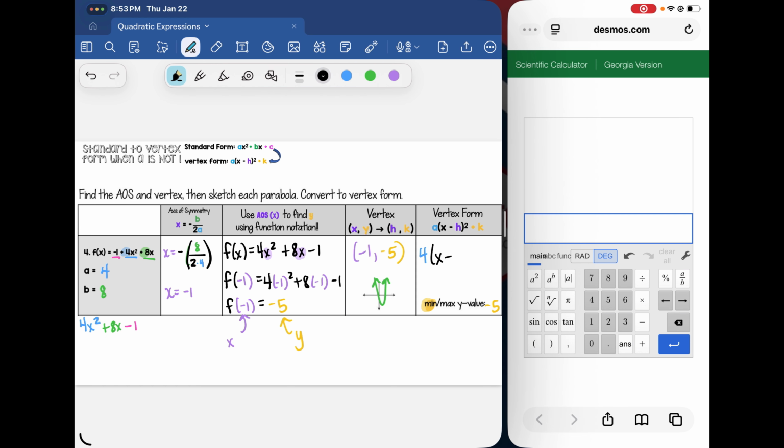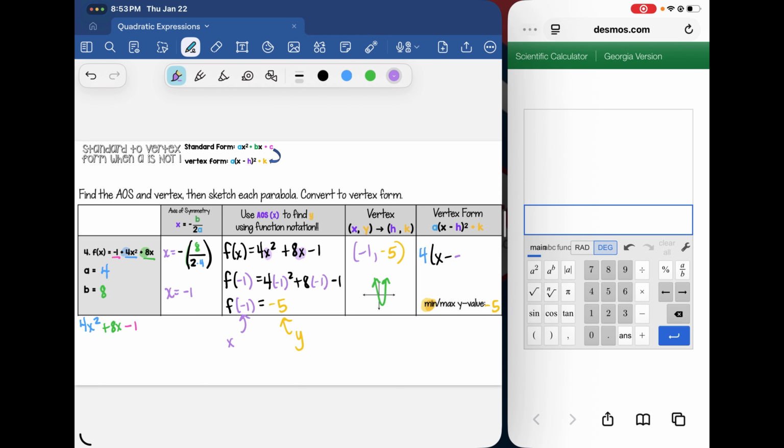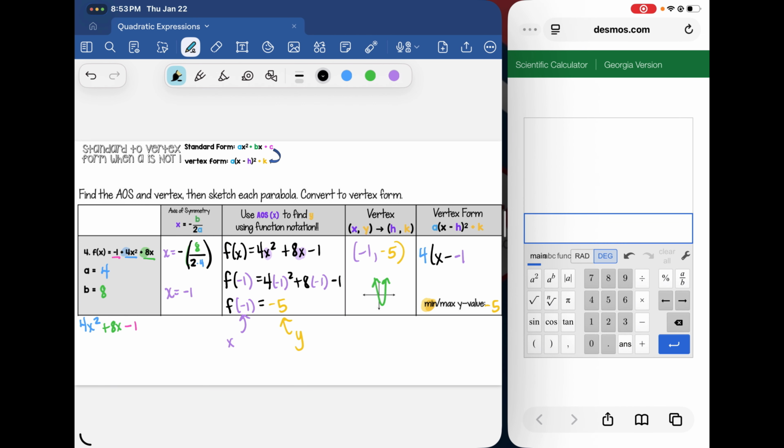Times x minus h. What is the h value? A negative 1. So that's exactly what we're going to write in for h, a negative 1, squared, plus k. Well, what is the k value? A negative 5.